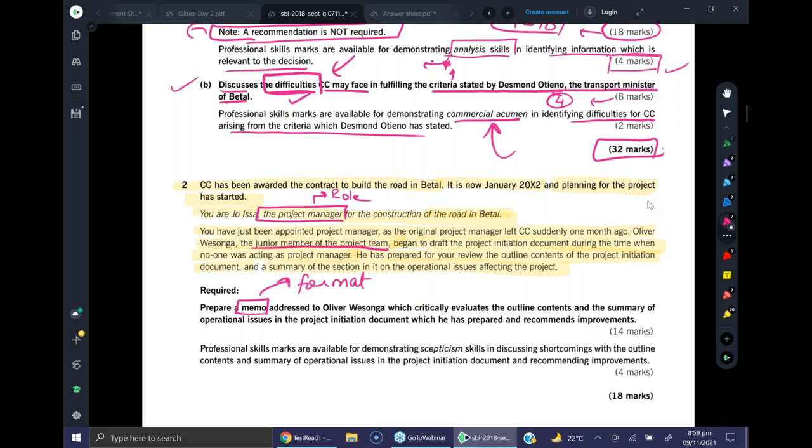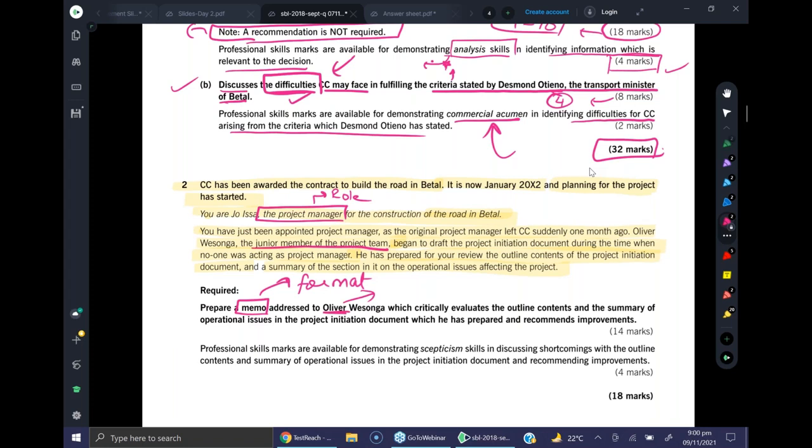So prepare a memo addressed to Oliver. To whom is this memo addressed? Somebody senior or somebody junior? Yeah, very clearly, junior member of the team. So the tone will be polite yet very firm and will be highlighting the issues very clearly. So not going to be sugarcoating the things. You don't talk to juniors like that. Be very clear, open yet polite, and offer help through the memorandum, right?